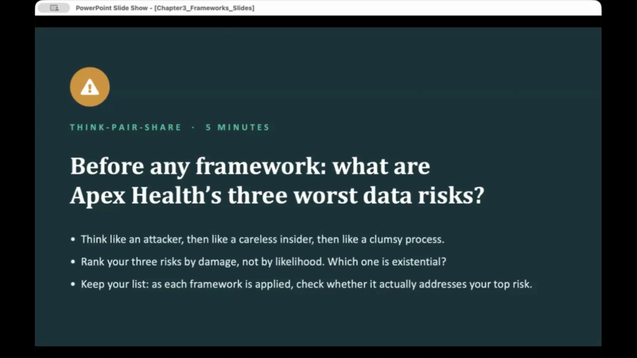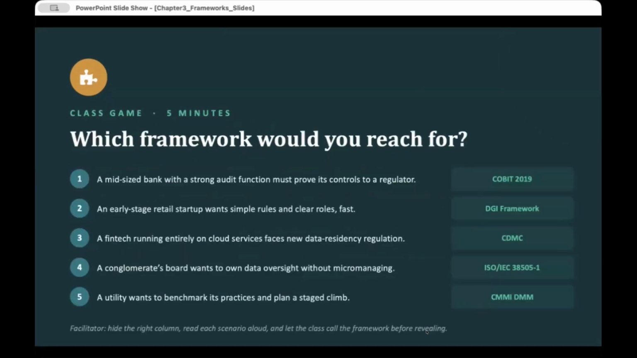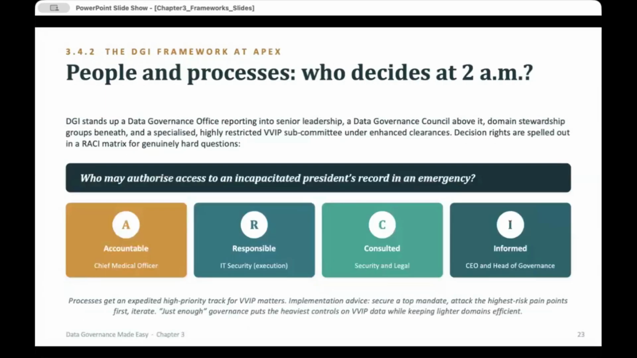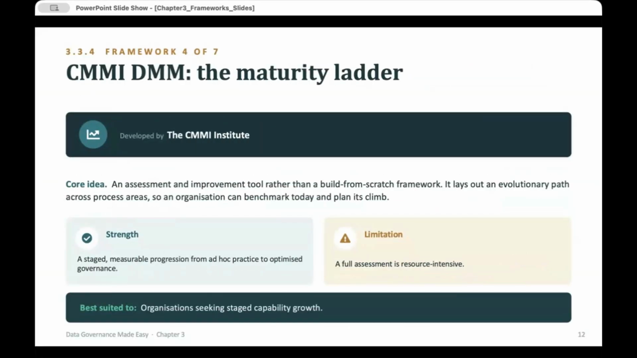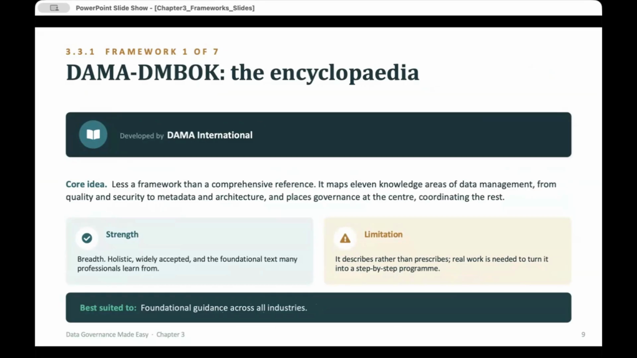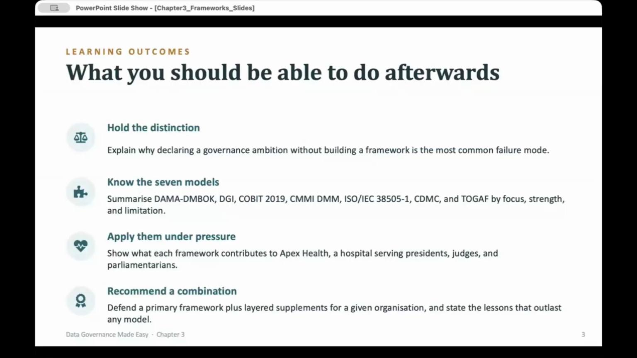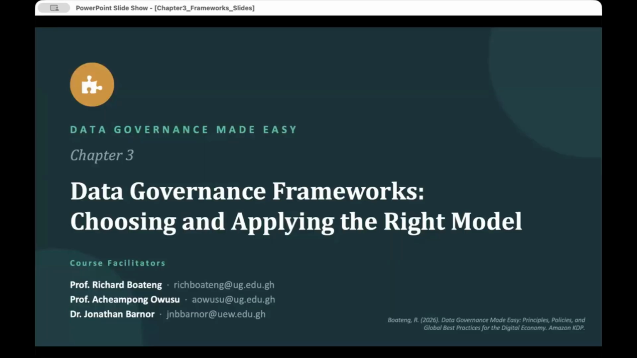Today we will be delving into data governance frameworks. Last week we talked about data governance and its relevance. This week our objective is to delve into what the governance is and how to govern our system. So how do we choose a data governance framework and apply it?